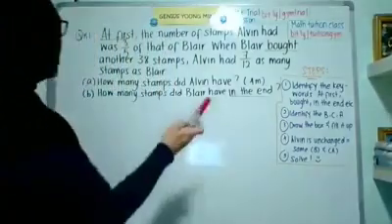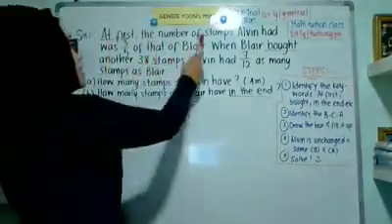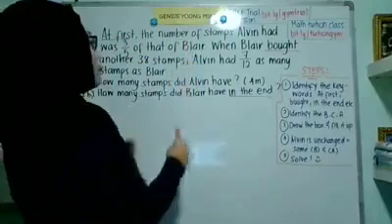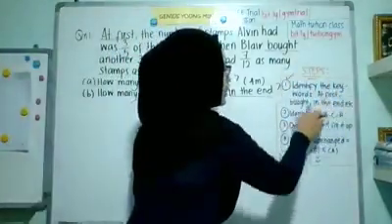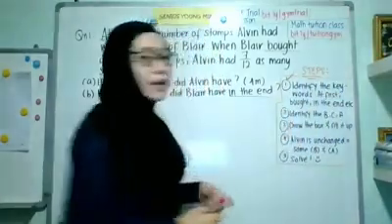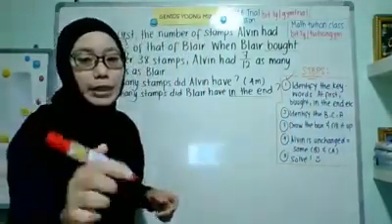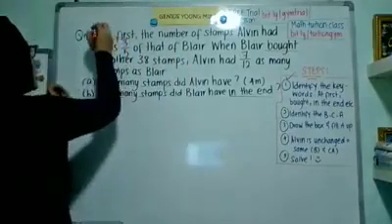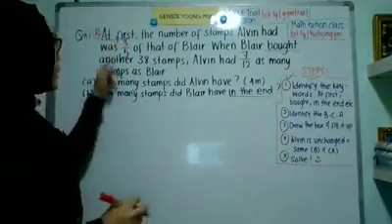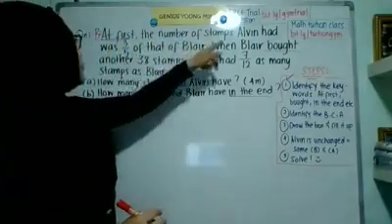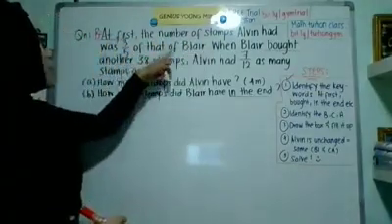Alright, so at first the number of stems Alvin had was 3/5 of that of Blair. We already identified the keywords: at first, bought, and in the end. Let's identify the BCA. The B means before. Before is always the first sentence. At first, the number of stems Alvin had was 3/5 of that of Blair.